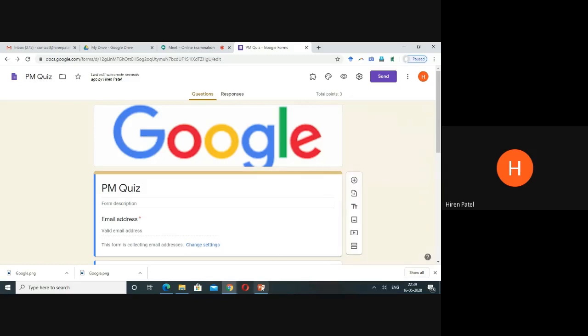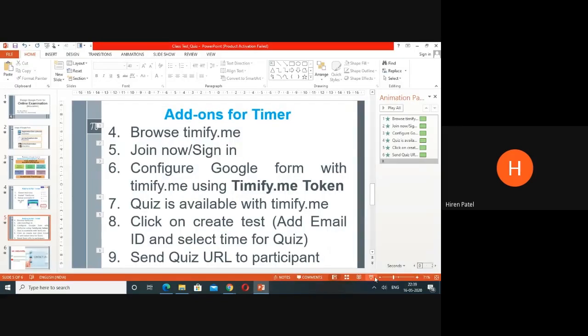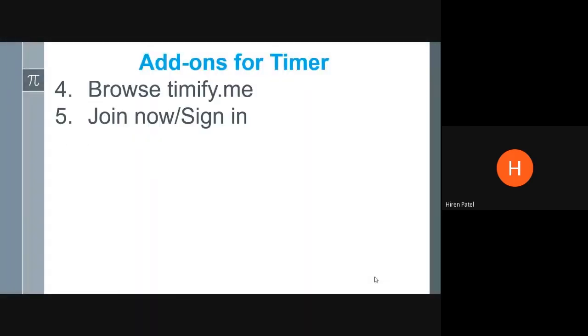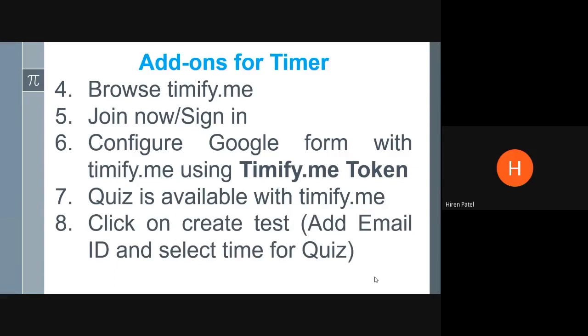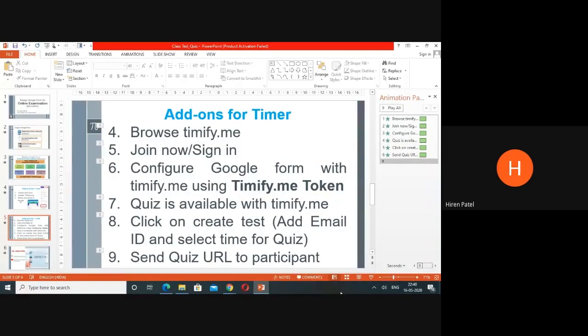So let us go back to our slide and understand the next step of the procedure. So what we did, we browsed through, we configured the form. So now your quiz is available. But where can you see your quiz? You can see your quiz with Timify.me. I mean, you have to visit the website and your quiz is available on that website. It is now connected. Now let us visit the website and go through step number 8. Click on create the test, add email ID and select the timing for the quiz, because we have not yet selected the timing for the quiz.